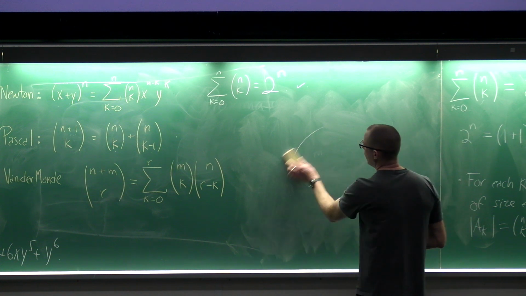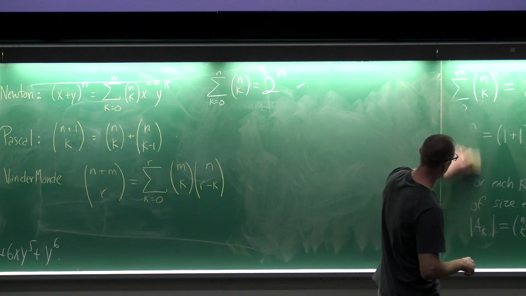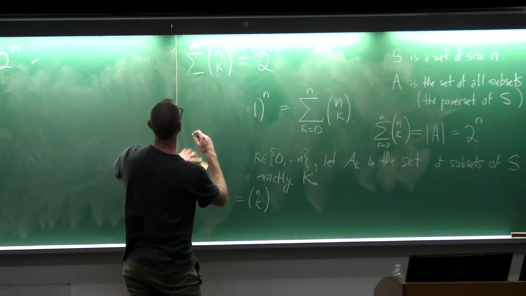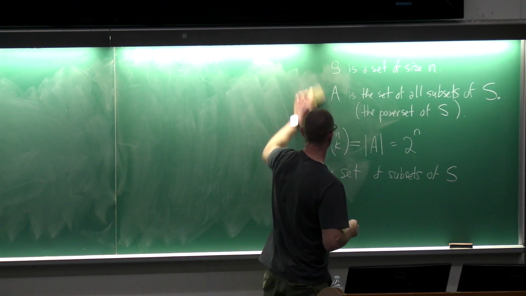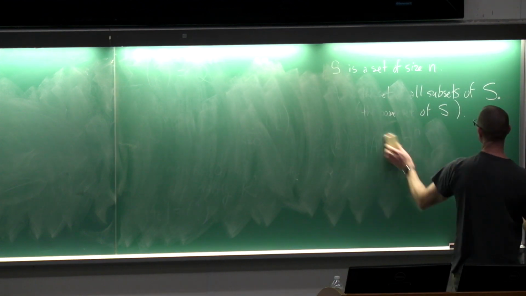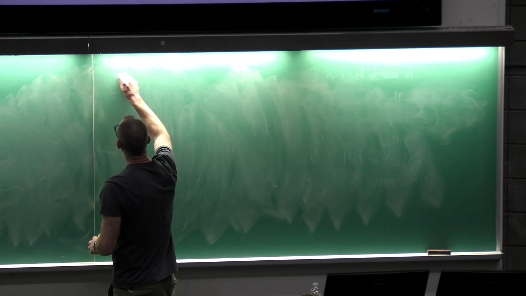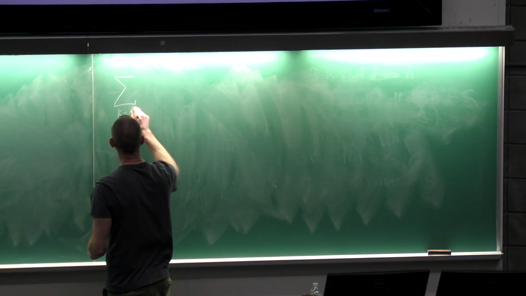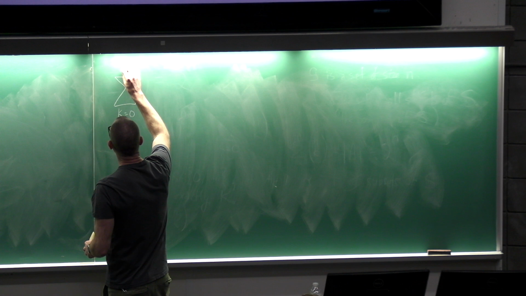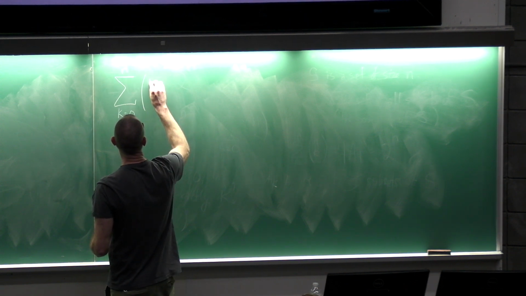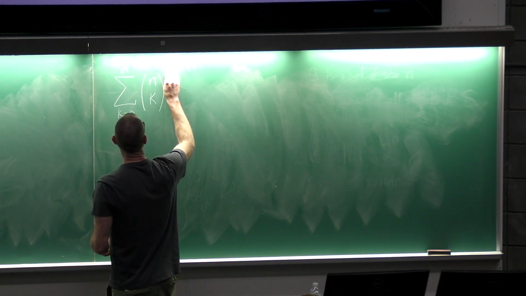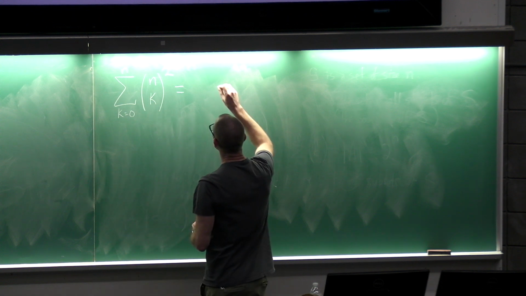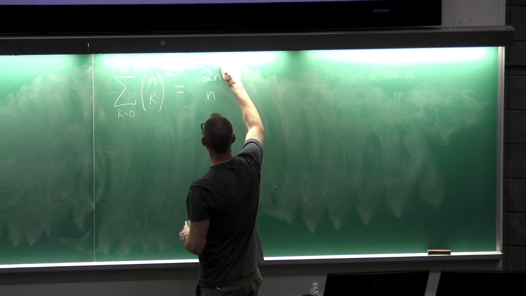But from Vandermonde, you get another interesting identity. Which is, if I take the sum, k equals 0 to n of n choose k squared, then I actually get 2n choose n.